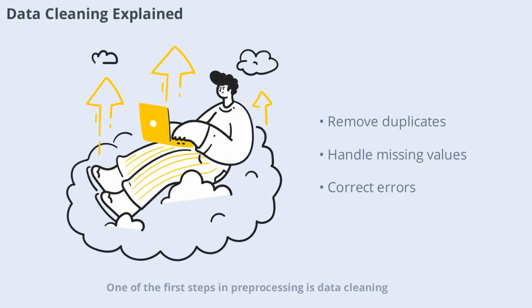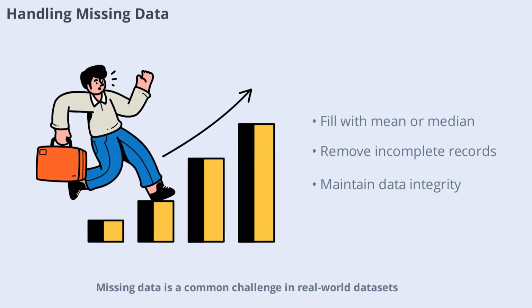One of the first steps in preprocessing is data cleaning. This involves identifying and correcting errors, removing duplicates, and handling missing values. For example, if a dataset contains several entries with the same information, these duplicates can skew the results. Similarly, missing values need to be addressed, either by filling them in with reasonable estimates or by removing incomplete records. Data cleaning ensures that the dataset is accurate and ready for further analysis, reducing the risk of biased or incorrect conclusions.